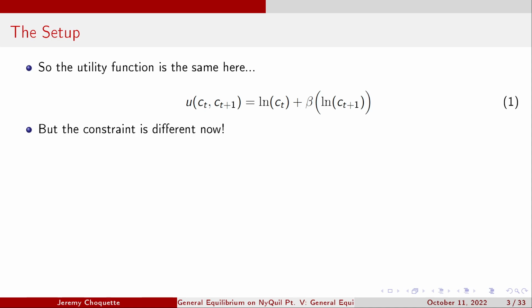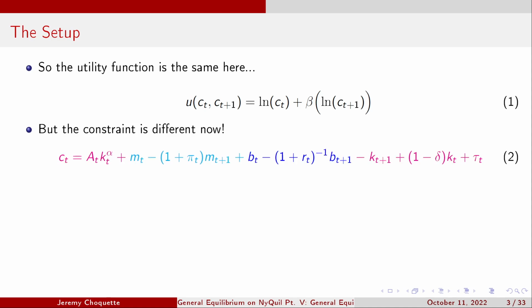So the utility function's the same, but the constraint's a little different. This is the constraint, and you can see it's all color-coded here. Everything in the pink, with the exception of that tau term at the end, is what we saw in the previous model. Consumption is a function of output minus investment. So really all I did there is play around with that constraint, y equals c plus I. I solved y equals c plus I for c, and then I plugged in y and I.